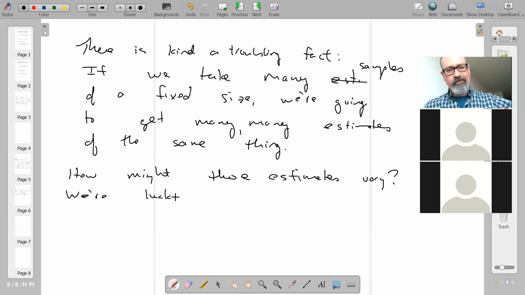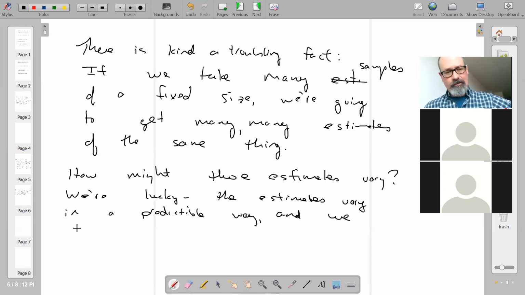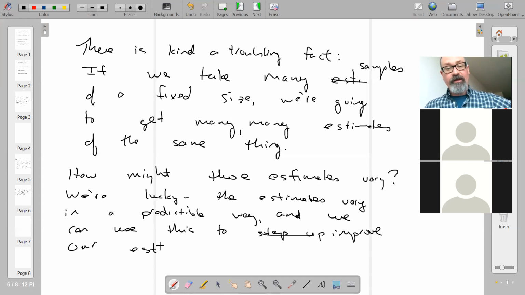I guess I'll finish this with this. The estimates we get vary in a predictable way. It turns out that they vary in a way, at least with certain conditions being satisfied, and we can use this information, the fact that the estimates vary in a predictable way, to step up or improve our estimation techniques in a way that we'll talk about later this week. So with that in mind, I hope people see where we're at.